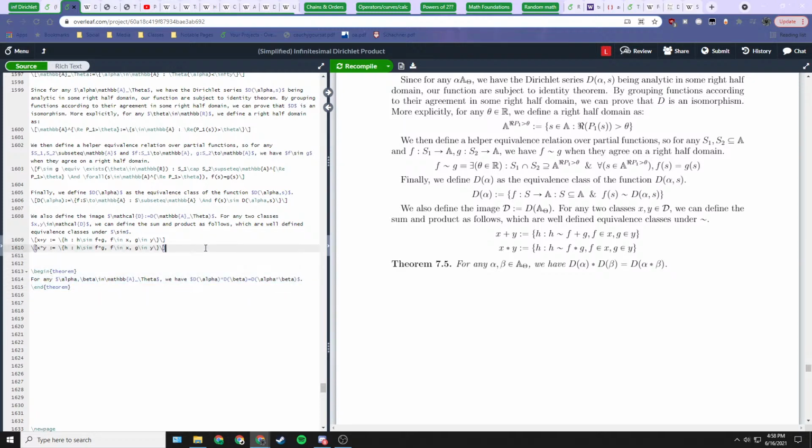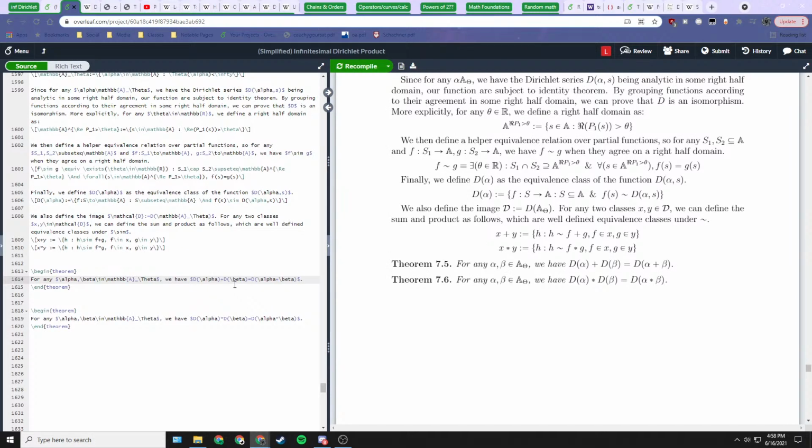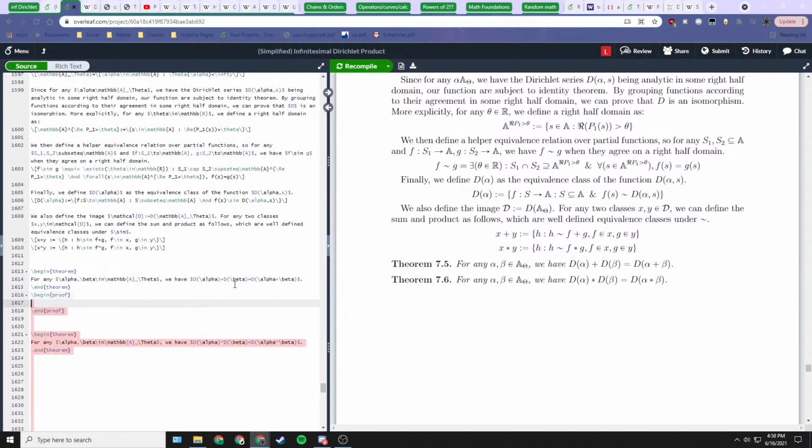We're going to put this one on hold for a second and prove the easier one, which is just for summation. Same thing, but with sum. For any alpha, beta in A theta, we have D alpha plus D beta is D alpha plus beta. So that's what we want to prove. The sum will be a lot easier than the product case. Significantly easier, in fact.